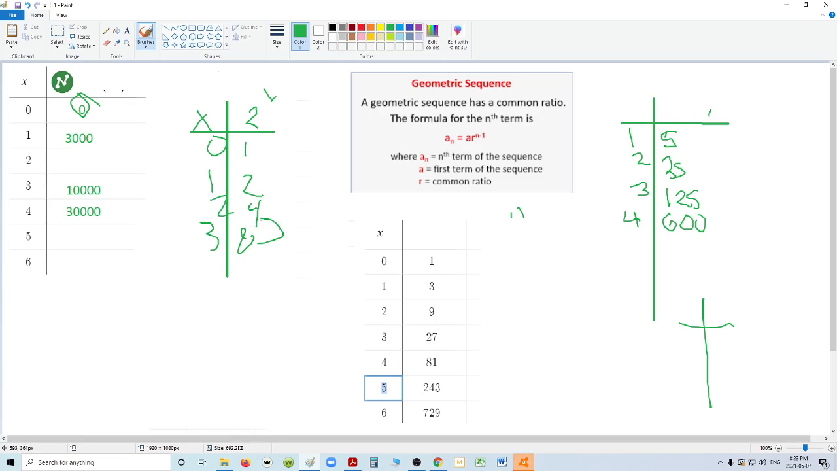And as I already mentioned, if you take this unit and divide it by the last unit, you get 2, which tells you the base of this growth curve. Well, geometric sequences are the same thing.